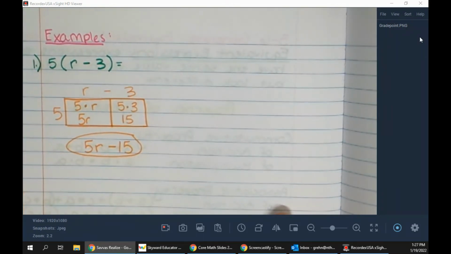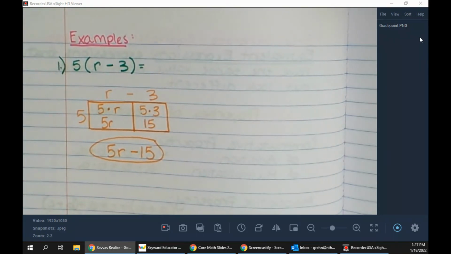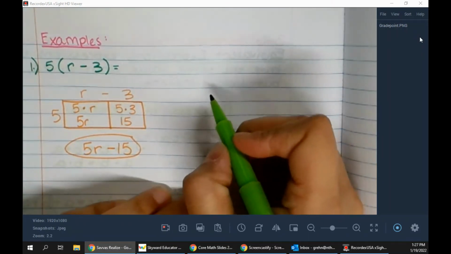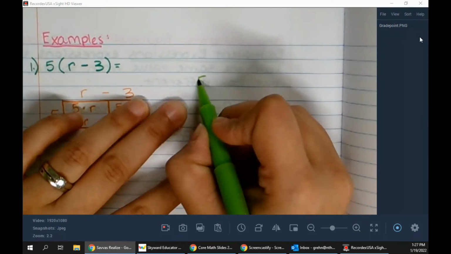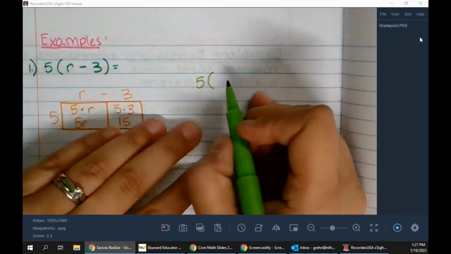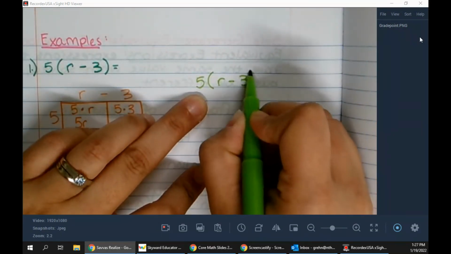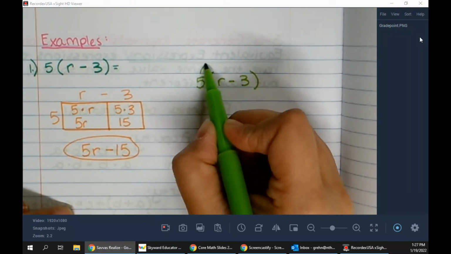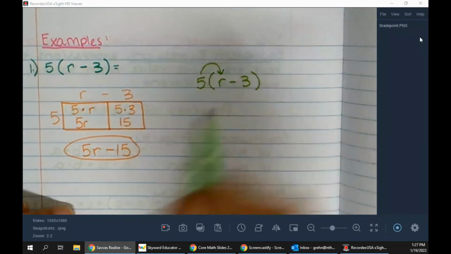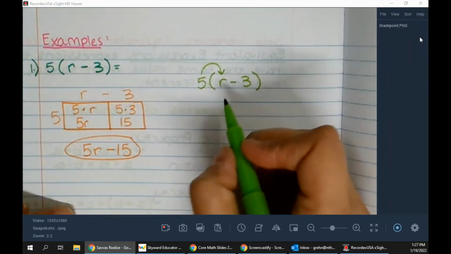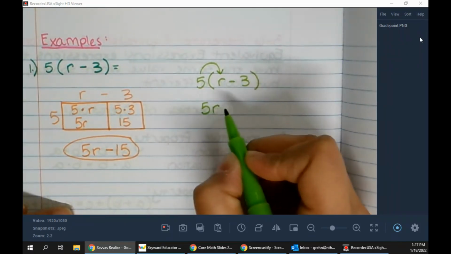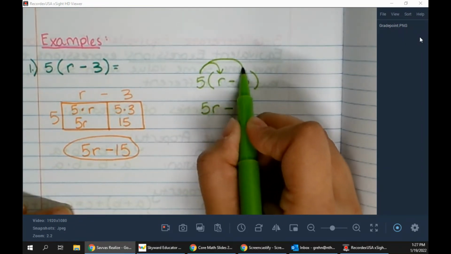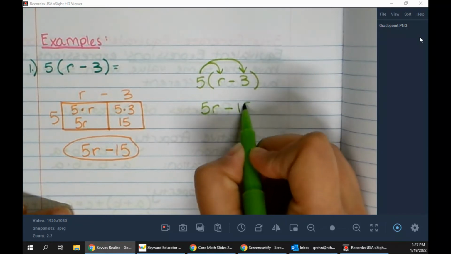Okay, so that's using the area model. Now we can go to using just the distributive property. So if I go back to the original expression, 5 times the quantity r minus 3, I'm basically just going to distribute the 5 to each term inside the parentheses. So I'm going to multiply 5 times r, which would be 5r, bring down my subtraction, and then multiply 5 times 3, which would be 15.